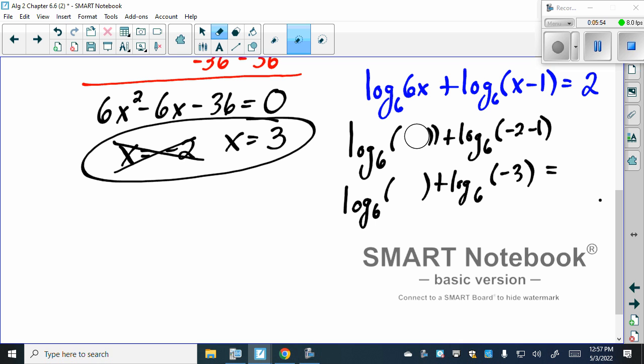Now, if we did the same thing with 3, log of 6 times 3 plus log of 3 minus 1, well, 6 times 3 is 18. 3 minus 1 is 2, and this will work out to be 2. So the correct answer for this here is x is equal to 3. x is equal to negative 2 does not work. Any other questions on any of this here?